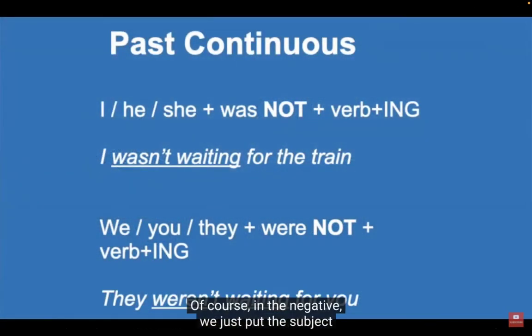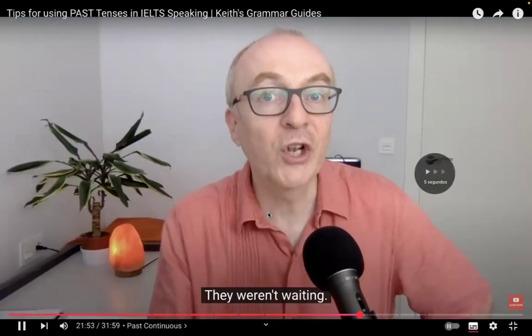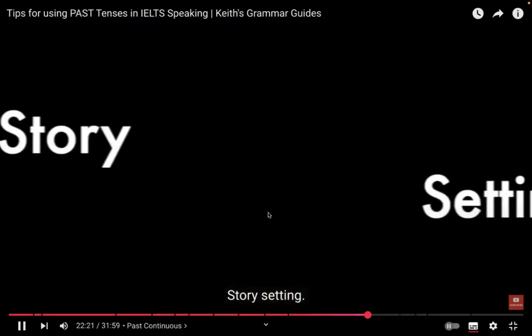Of course, in the negative, we just put the subject, I, he, or she, plus was not, plus the gerund, right? I was not waiting. However, speaking, we normally contract was not to wasn't. I wasn't waiting. Try that. I wasn't waiting. I wasn't waiting for the train. Honest, I wasn't waiting for the train. Waiting. Hope you can hear. Story setting.